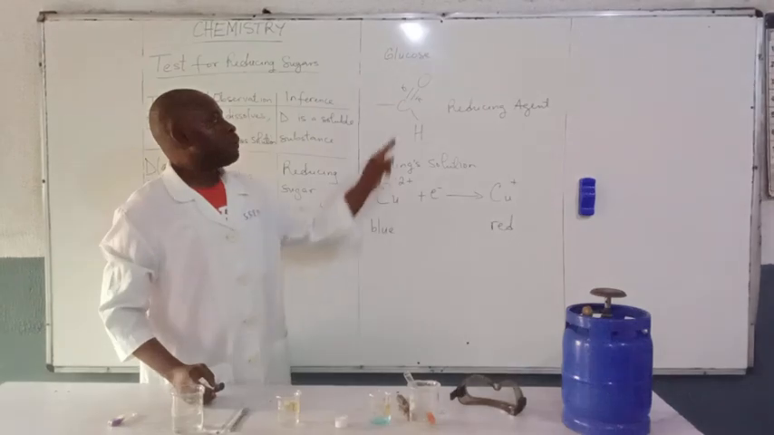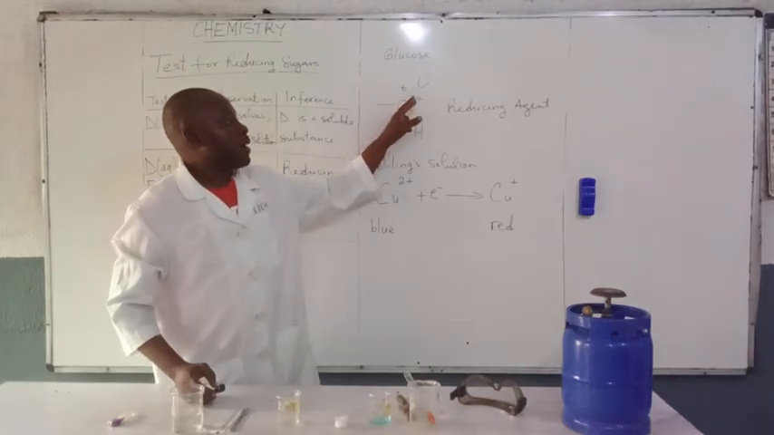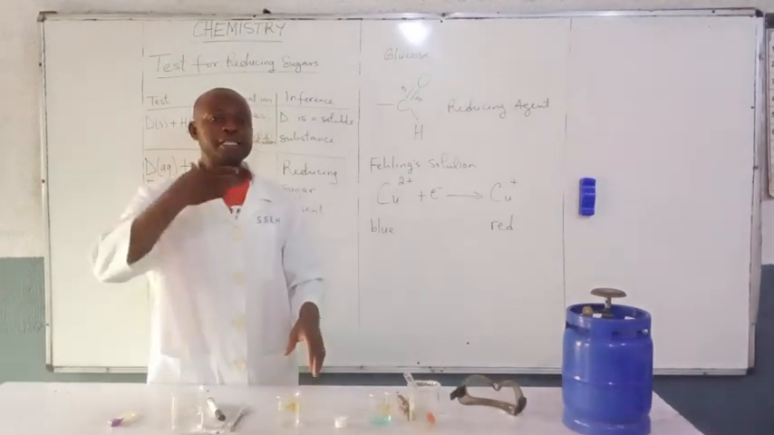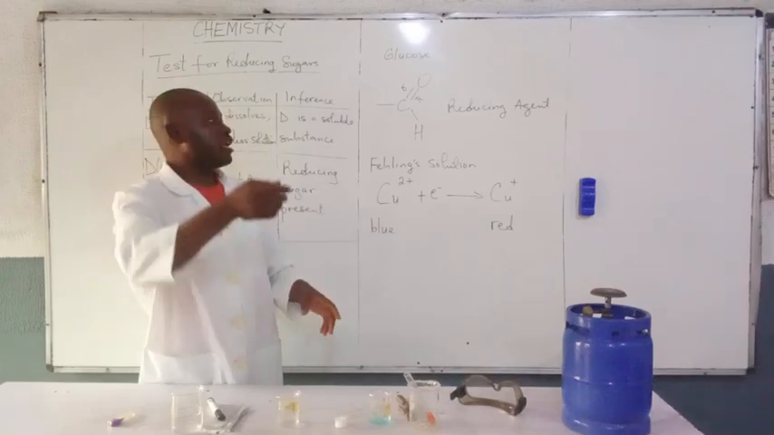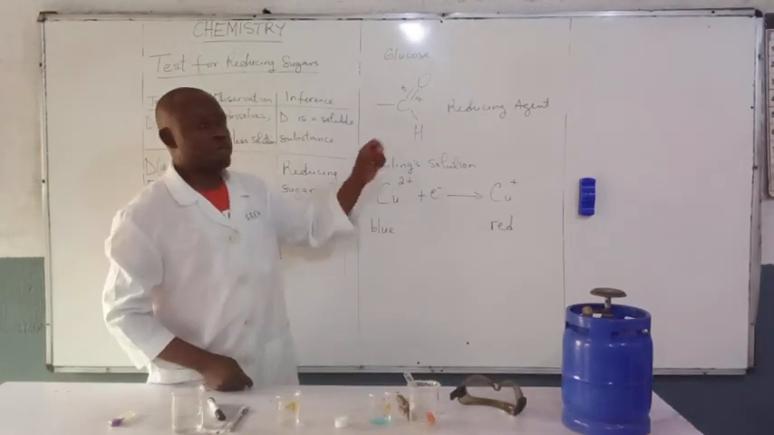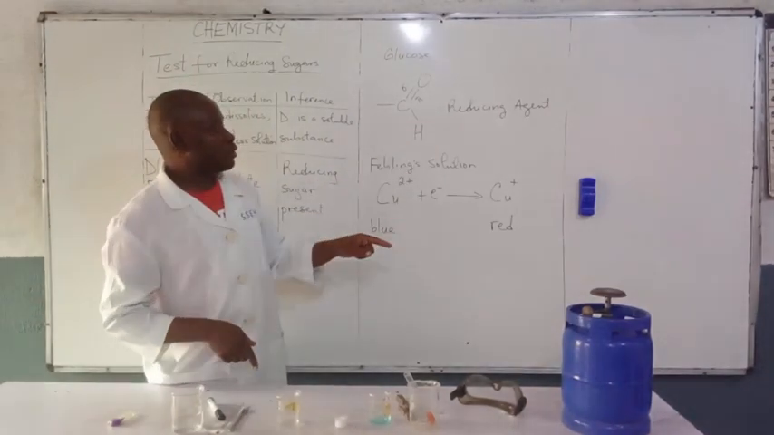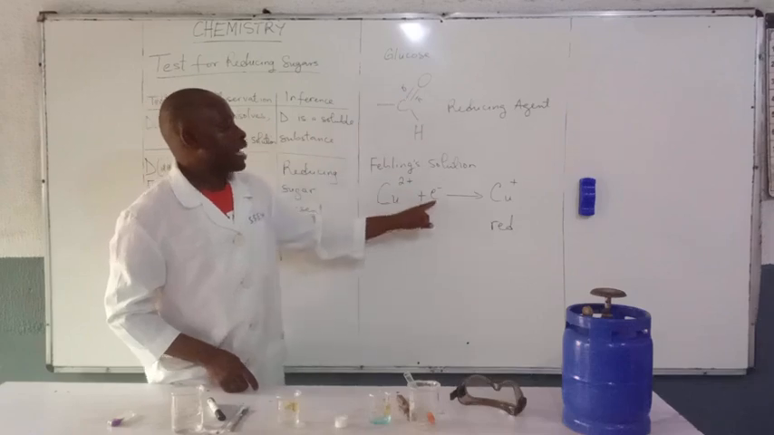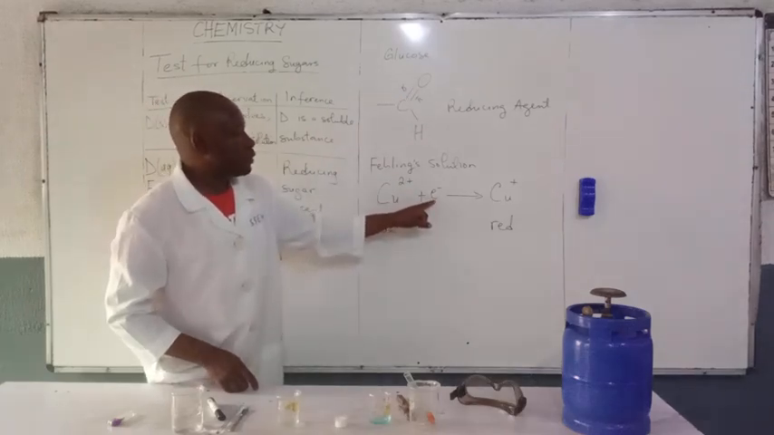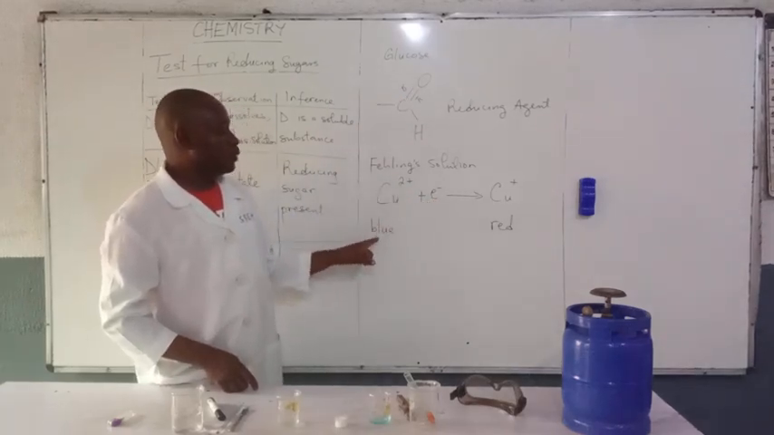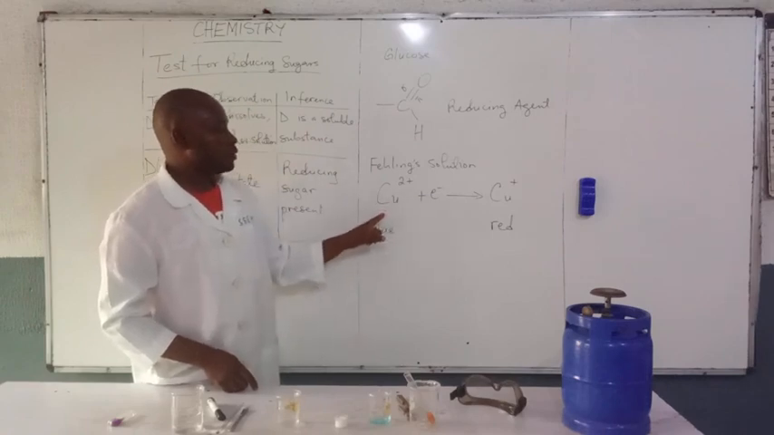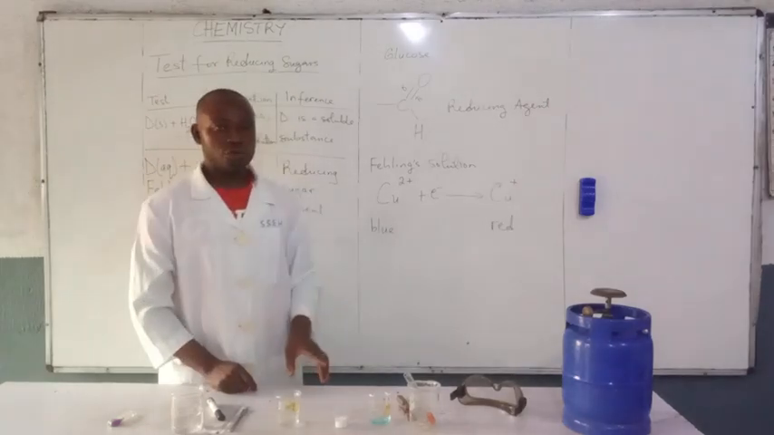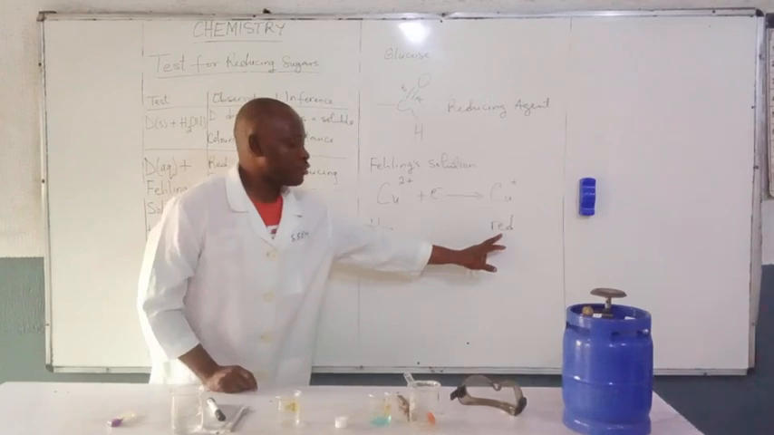Now, in the presence of the pi bond, the pi electrons are loosely held. They can easily be given out to an oxidizing agent. So the reducing sugar, the reducing agent that we are working with today, has pi electrons, and it can easily give out the electrons to copper 2 ion, which is blue in color. When that happens, the copper 2 ion is reduced to copper 1 ion. Do you understand? And the copper 1 ion has red color.